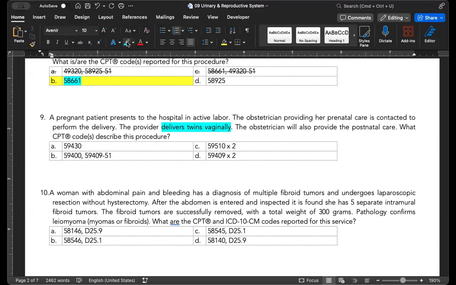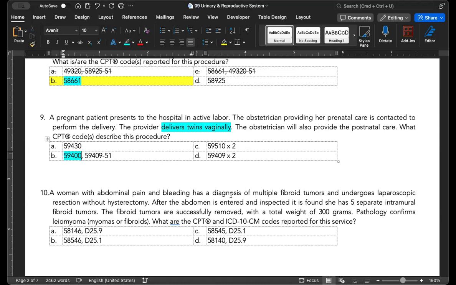So 59400 is considered our global OB package for a vaginal delivery. Then 59409 is the vaginal delivery only, and 59410 is including your postpartum care. Since they did all 3 components, prenatal care, the delivery, and the postnatal care, we know that we at least need to use one global 59400, because we did have a full global package for one.